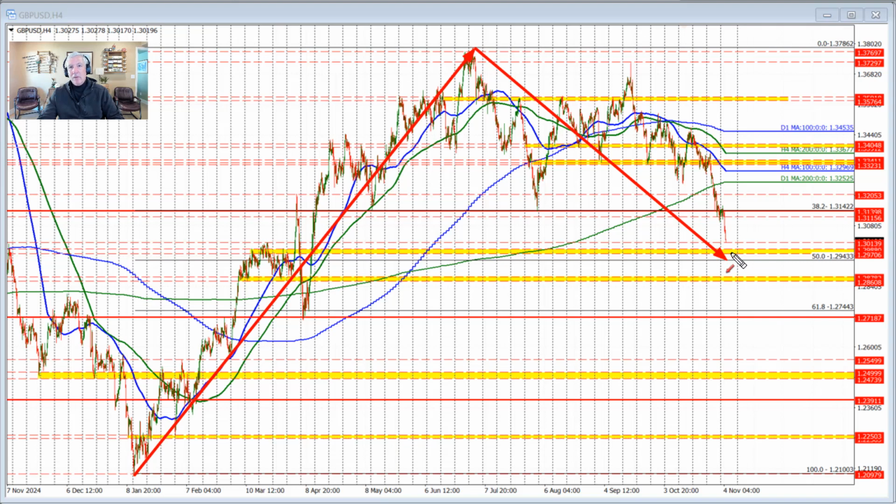Absent that, and if we find support buyers against this, we could see a rebound up, but the old 38.2% retracement, this old double bottom right here, is going to be the key resistance on any sort of move back to the upside, so be aware of that as well.